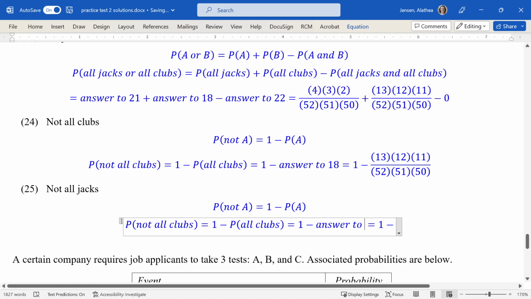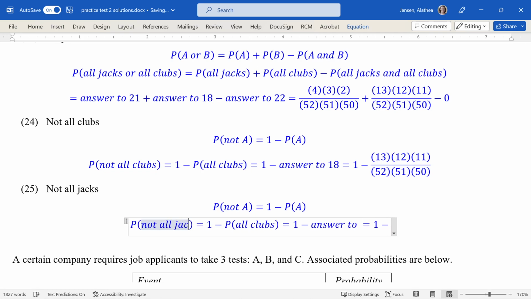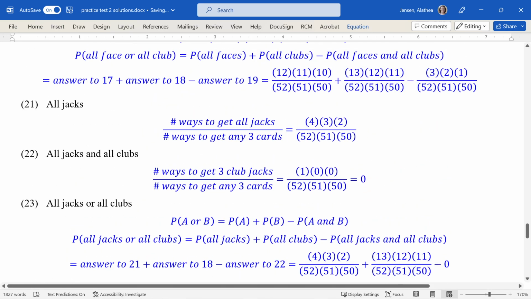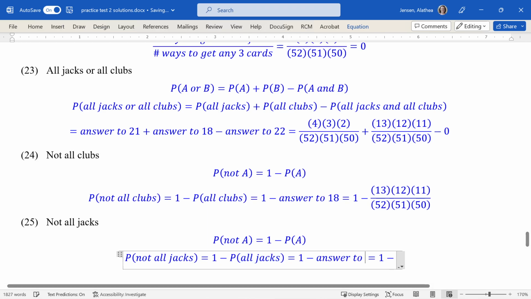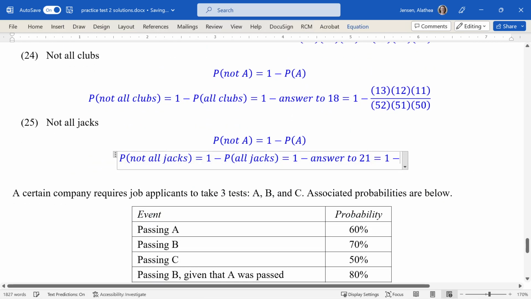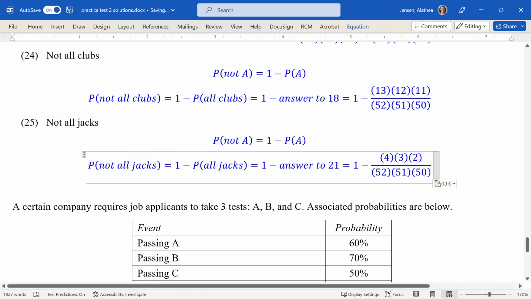Okay, so the event here is not all jacks. So I want to do 1 minus the probability of getting all jacks, which was number 21. Okay, and so I'll just paste in the answer from 21 right there. Okay, so very similar technique on those two.